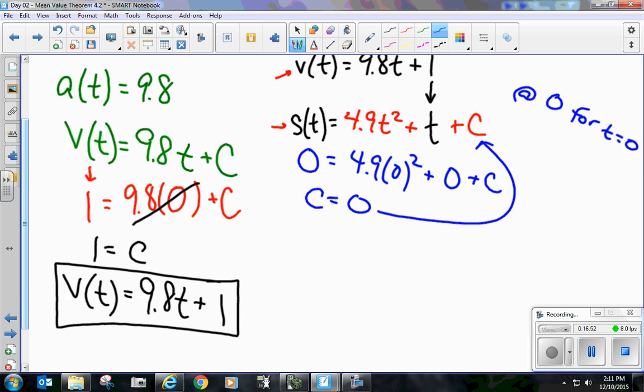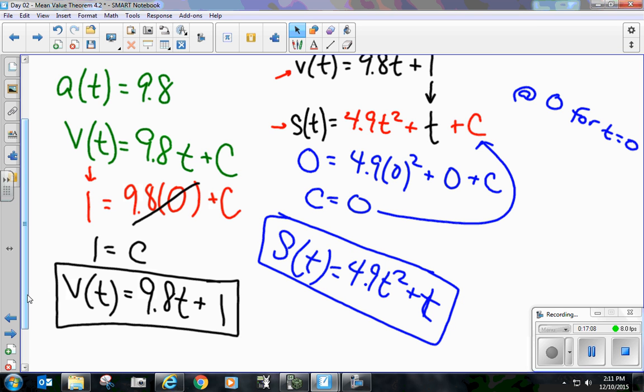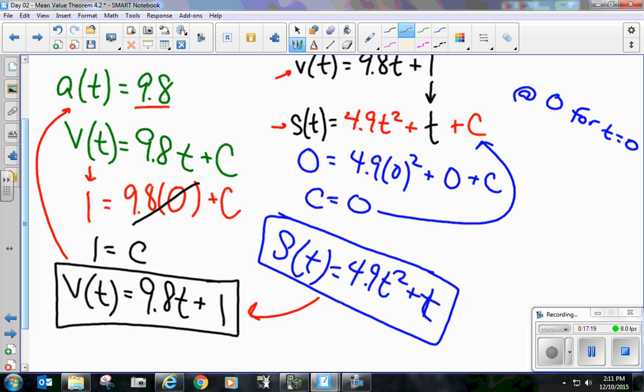I'll plug my 0 in there, which means I can just lop that off. So my position is 4.9t squared plus t. If we really want to check this, well, what's the derivative of position? It actually is this, which is velocity. And it works out. And what's the derivative of velocity? It's actually this. And it works out absolutely perfect. Yeah, good.